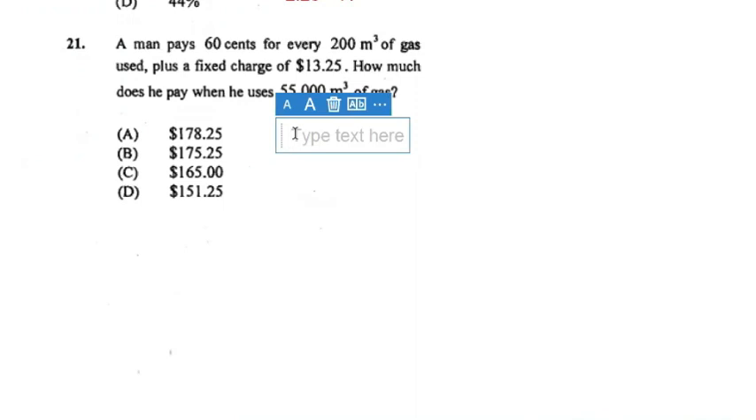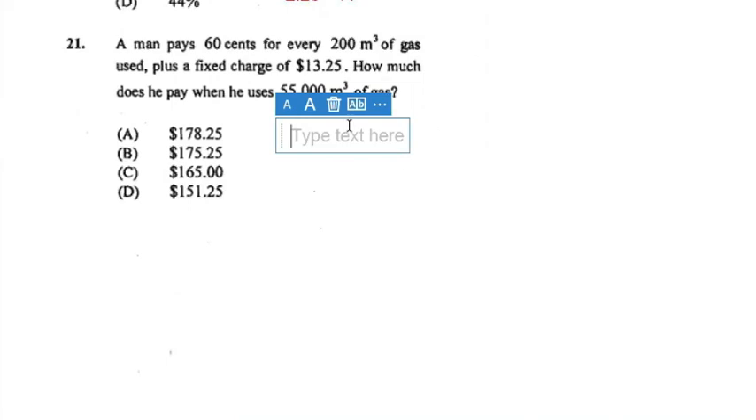So we're going to continue with the 2011 multiple choice paper. We're now at question 21. A man pays 60 cents for every 200 meter cube of gas used, plus a fixed charge of $13.25. How much does he pay when he uses 55,000 meter cube of gas?